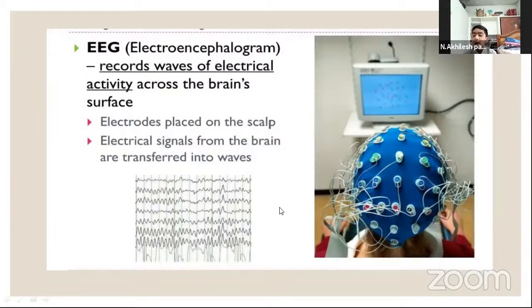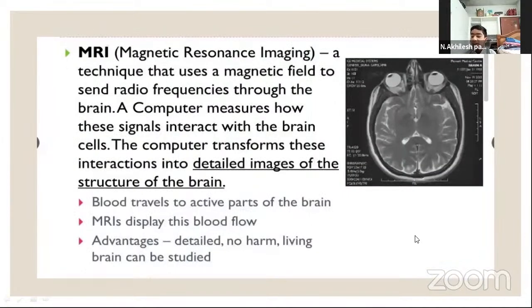And the next one is MRI, magnetic resonance imaging, a technique that uses a magnetic field to send radio frequencies to the brain. A computer measures how these signals interact with the brain cells. The computer transforms these interactions into detailed images of the structure of the brain. Blood travels to active parts of the brain. MRIs display this blood flow. Advantages: detailed, no harm, living brain can be studied.